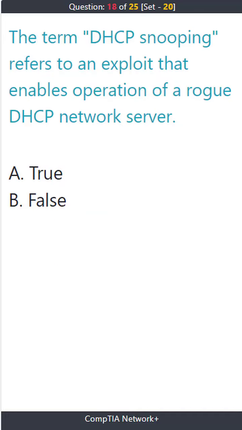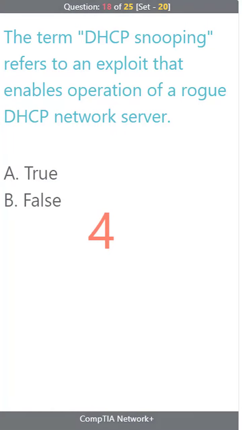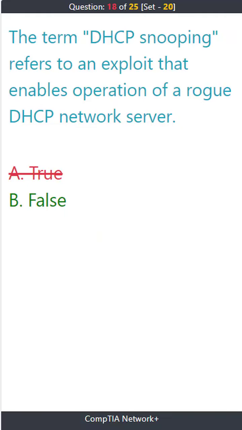Question 18. The term DHCP snooping refers to an exploit that enables operation of a rogue DHCP network server. A. True. B. False. The correct answer is B. False.